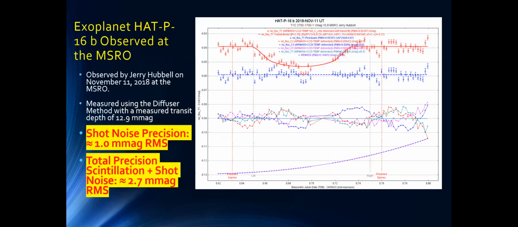In November of 2018, we observed exoplanet HAT-P-16b with the diffuser, and the precision was much better. Basically, the shot noise precision was down to around 1 millimag RMS, and the total precision for scintillation plus shot noise was about 2.7 millimag. So we've improved our precision by a factor of about 3 or 4 with these observations with the diffuser.